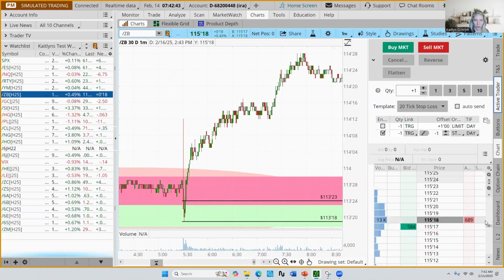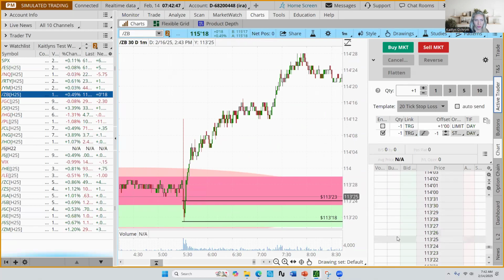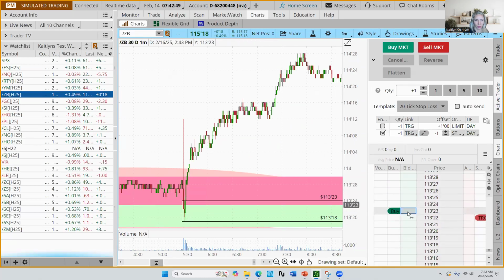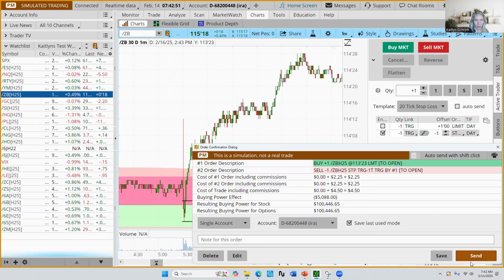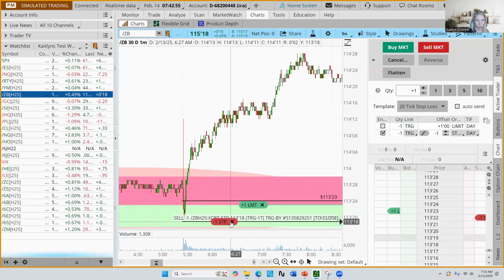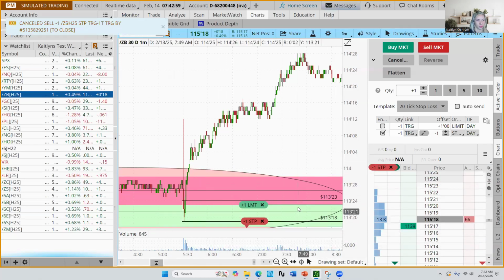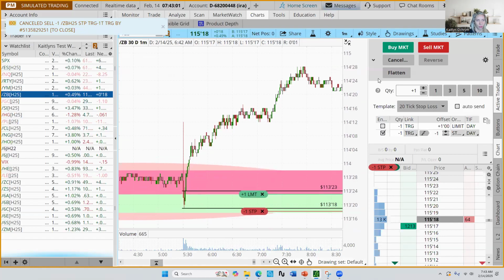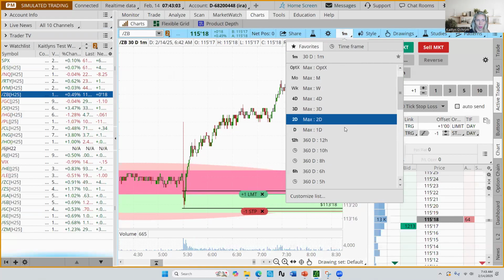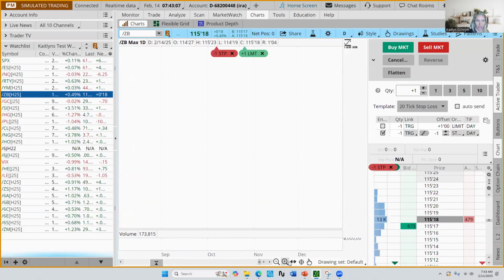So I'll set up my order for 113.23 by limit, 113.23, and then I'll place my stop at 113.18. Once I'm done with that, you can go back out to the larger time frame. I'll just take it back out to a daily.